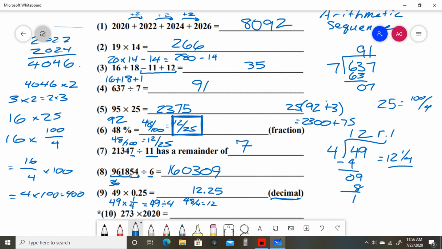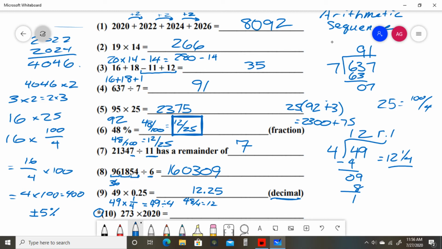Okay, for our final question, we have 273 multiplied by 2020. If you're unfamiliar with number sense, you may be wondering what this little asterisk right here means. Basically it means that this is an estimation question. You have to be within plus or minus 5% of the actual answer. So you do not feel obligated to get this exact. All you need is an estimation.